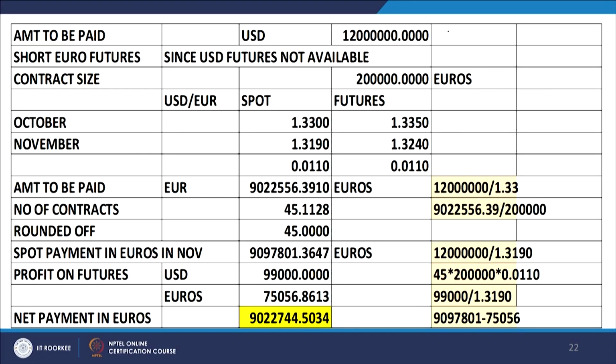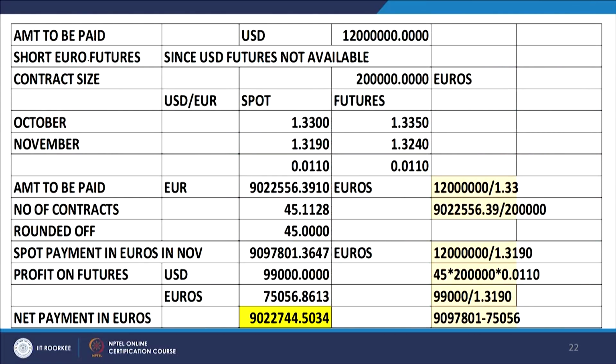Now, the amount that he has to pay is 12 million. Because he has to pay US dollars, he would have required to buy US dollars from the spot market, and therefore, he would have taken a long position in the futures market to protect him against a rise in price of US dollars, a long position in US dollar futures. But it is equivalent to taking a short position in euro futures. So, this is the lot size. Now, let us analyze the data that is given to us.